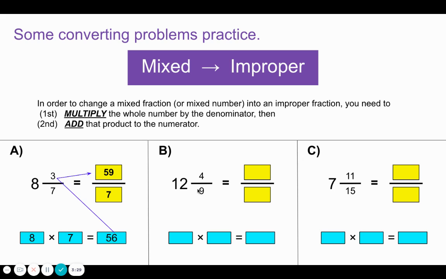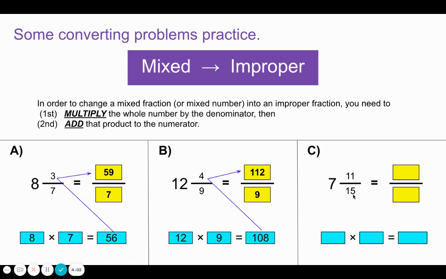Moving over to this example, we were able to pull out a 9 12 times. 12 times 9 is 108. If we take that and add the 4 that we had left over, it's 112, still over 9. You can see these things equal the same amount. It's just how you want the information to be presented. Do you want it presented over here with a nice whole number and a little fraction, or this huge numerator with the same denominator?